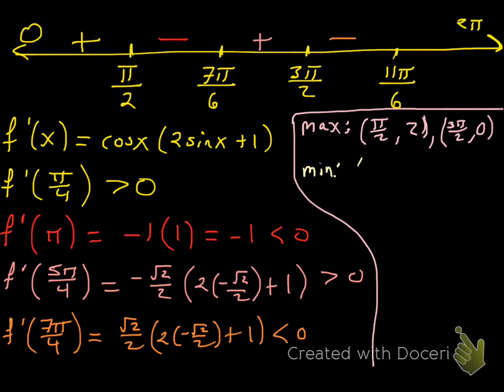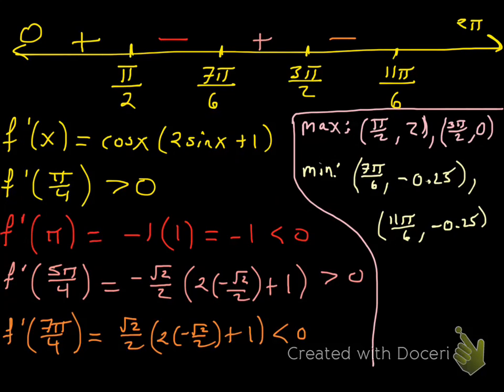And we're going to have maxes at pi over 2, 2, 3 pi over 2, 0. Minimums at 7 pi over 6, comma, negative 0.25, and 11 pi over 6, and negative 0.25.